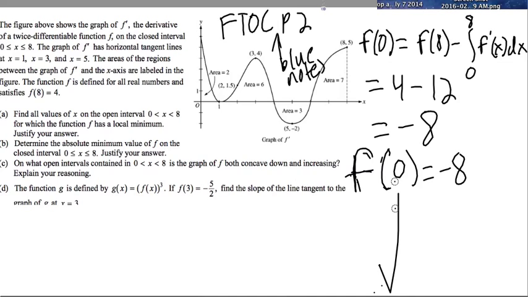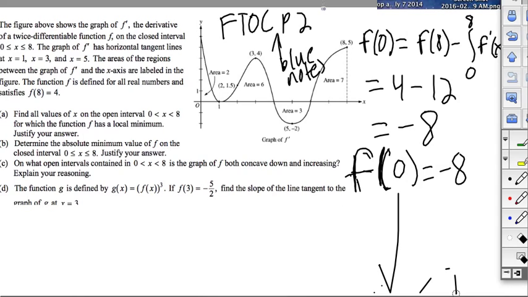F of 0 is lower than f of 6. So f of 6 is not the absolute minimum. It's just a relative minimum. F of 0 is lower. Remember, that's not a prime right there. That's just parentheses. The last thing we're going to check is f of 8.